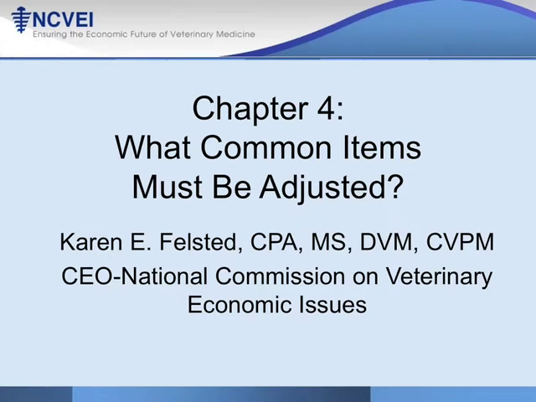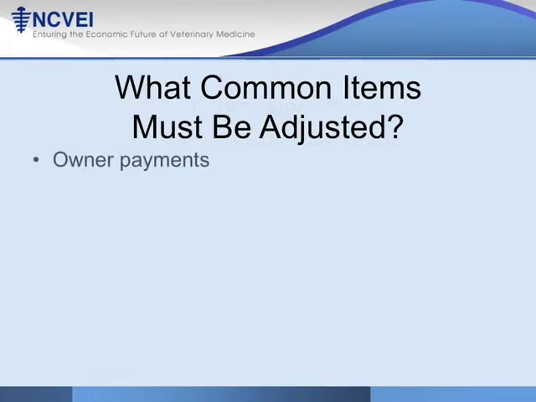So there's a number of common items that must be adjusted when you're trying to move from taxable income to what is true practice profitability. Owner payments are one of the biggest items. It's a rare practice where the amount that is shown as owner compensation in the tax return really equals a fair market value for that compensation.